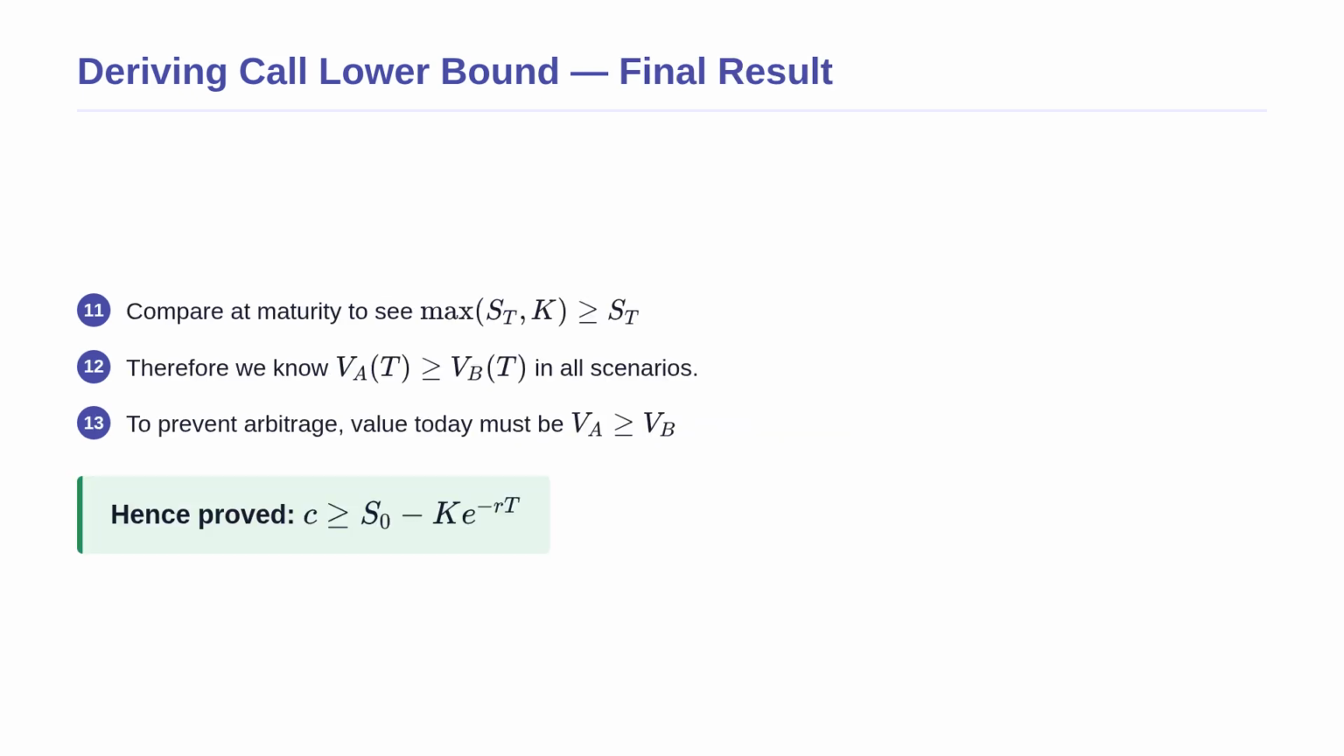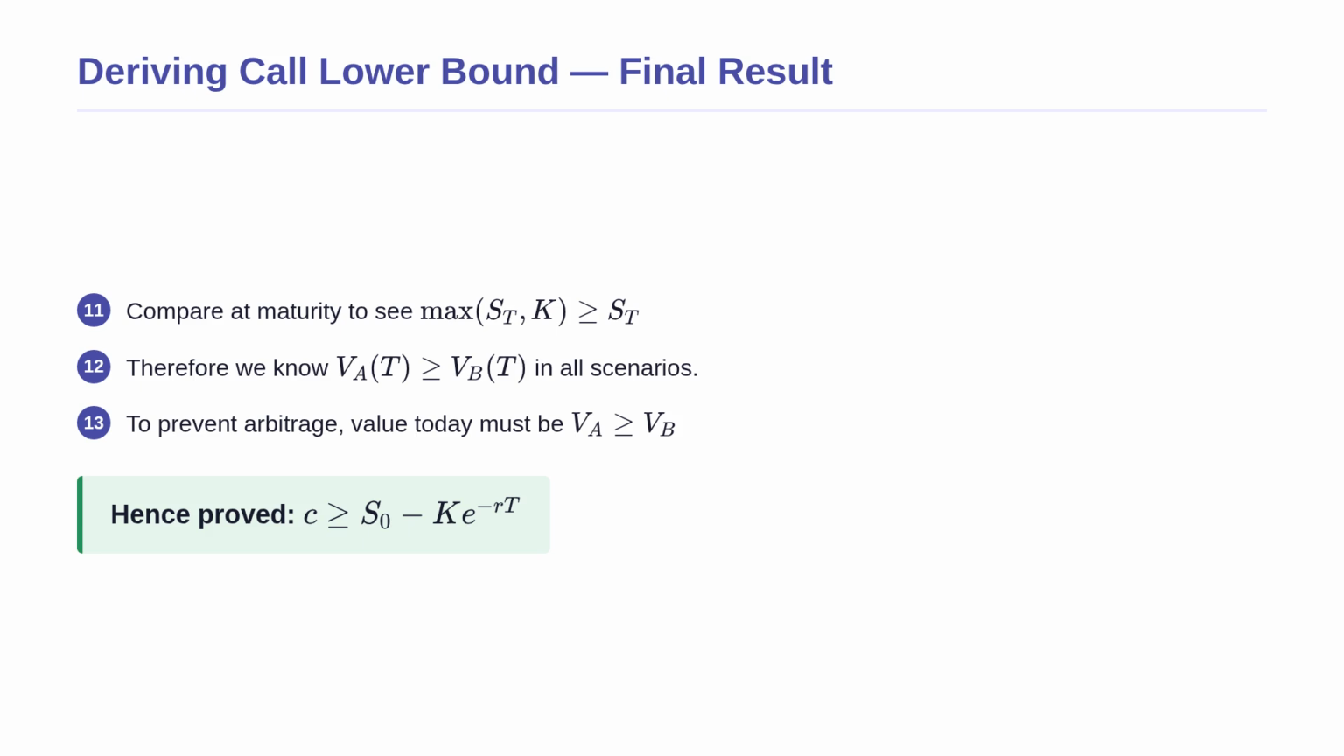Let us compare the two portfolios at maturity. Portfolio A is worth either ST or K, whichever is bigger. Portfolio B is only worth ST. Therefore, portfolio A will always be worth at least as much as portfolio B and sometimes even more if K is larger than ST. Because portfolio A is guaranteed to be worth the same or more than portfolio B in the future, it must cost the same or more than portfolio B today.